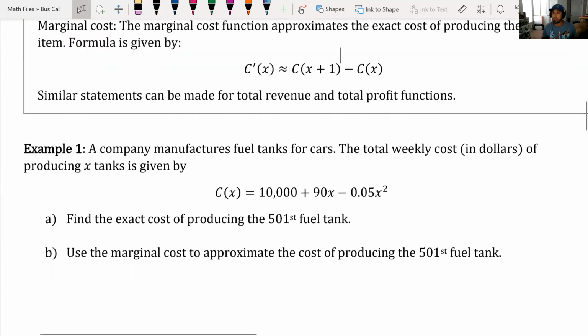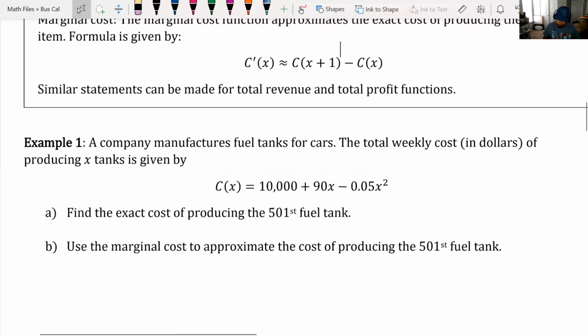So, example 1, let's try out exact cost and marginal cost. A company manufactures fuel tanks for cars. The total weekly cost in dollars of producing X tanks is given by C of X equals 10,000 plus 90X minus 0.05X squared. For part A, find the exact cost of producing the 501st fuel tank.